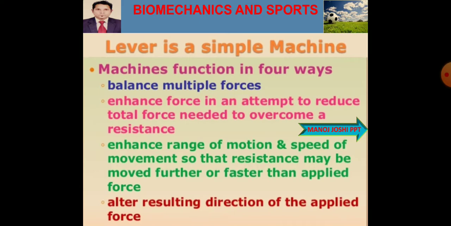A machine functions in four ways: it balances multiple forces; it enhances force in an attempt to reduce the total force needed to overcome a resistance; it enhances range of motion and speed of movement, so the resistance may be moved further or faster than the applied force; and it alters the resulting direction of the applied force. In the human body, there are various bones. They work as levers.